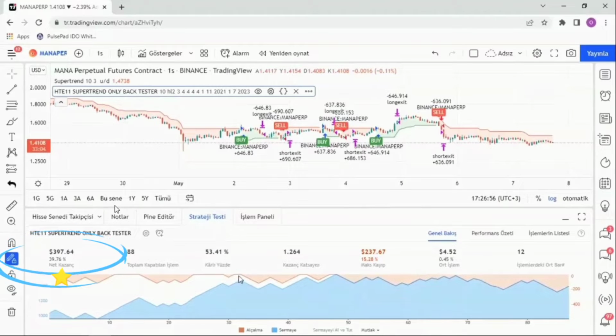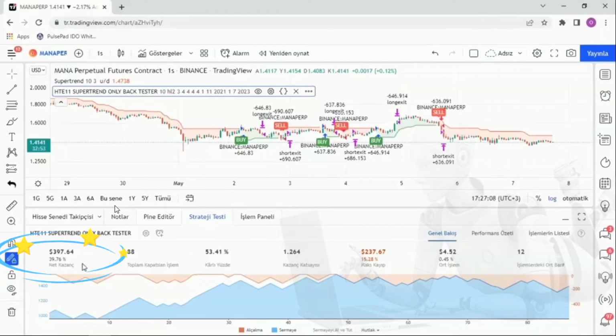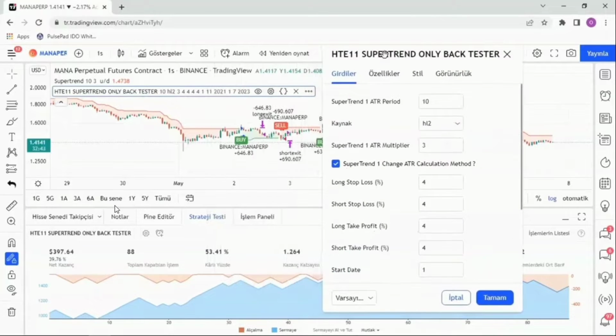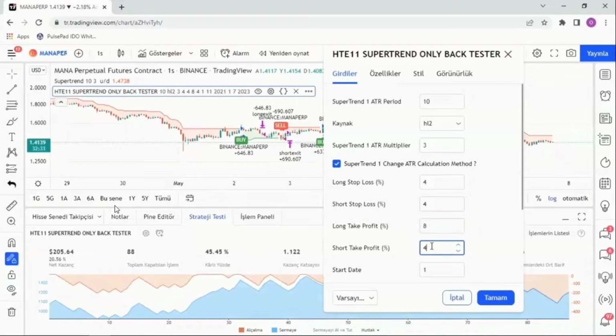As you can see, when we use a one-to-one risk and reward ratio, our success rate is around 53% and the net profit is around 40%. It is not a bad result for 6 months. But let's see if we can achieve better results by changing the strategy settings a little bit. Let's go back to settings and try a 1 to 2 risk and reward ratio. Let's change it to 8, which is going to be 1 to 2.